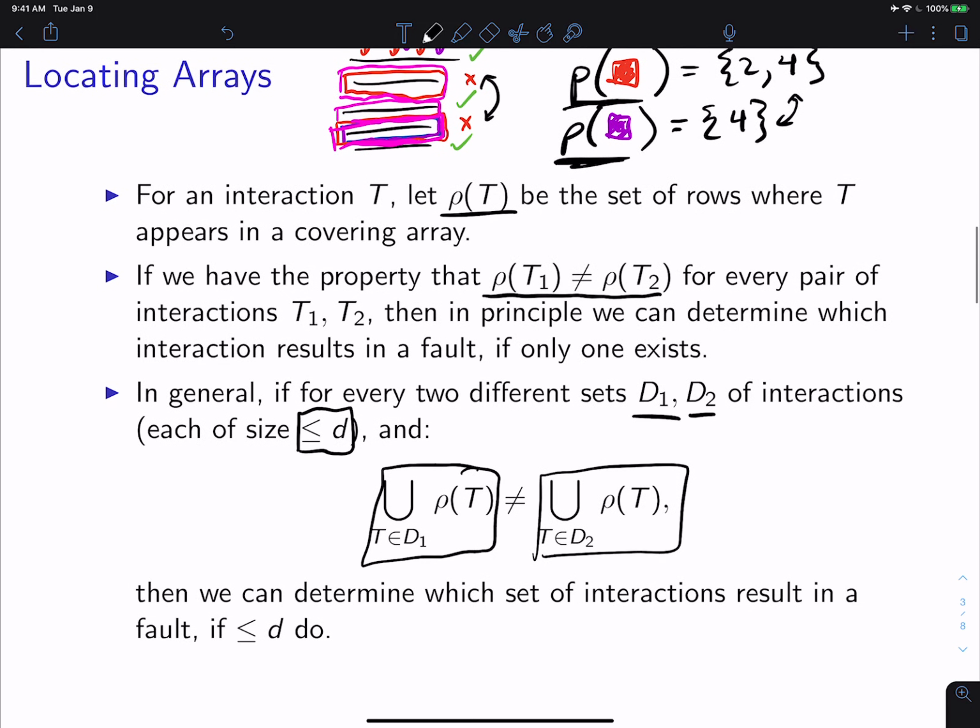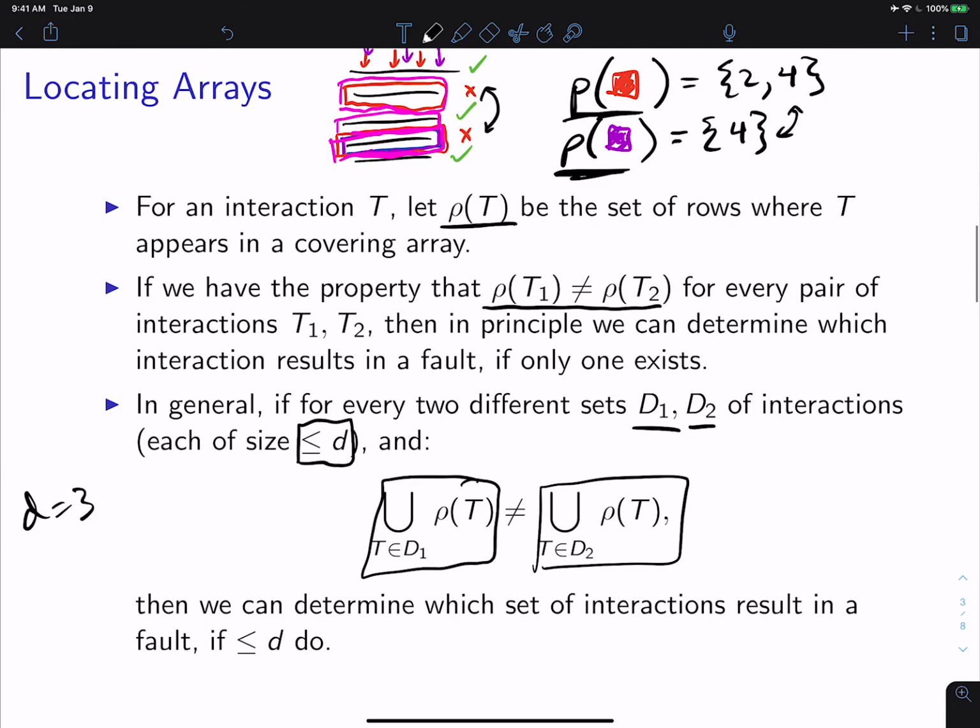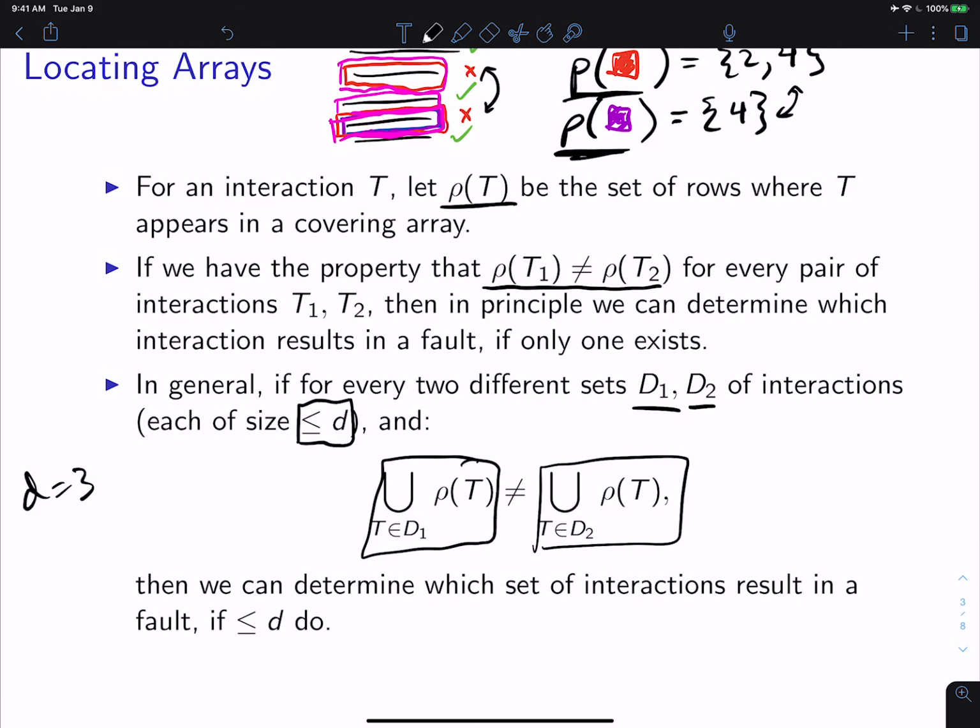argument, if we know, let's just say D is equal to 3, then if I pick any set of 3 interactions, the rows that any one of them appears in is unique compared to any other set of at most 3 interactions. And so when we make our determination, this test passed, this one fails, etc., we could, in principle, determine which set of interactions caused that fault.